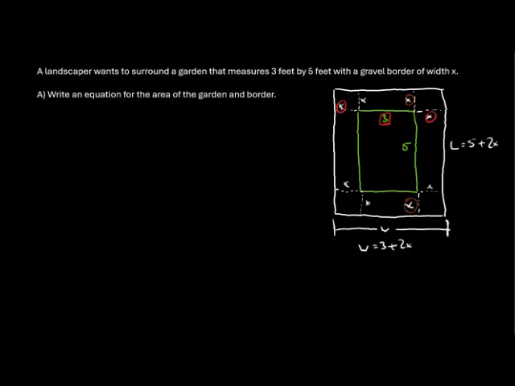Now that we have the dimensions, let's think about area. Since this is a rectangle, we'll say that the area of a rectangle is equal to length times width. We know the length is 5 plus 2x, and we know the width is 3 plus 2x. So we'll replace L with 5 plus 2x and replace W with 3 plus 2x. Then we multiply them together.